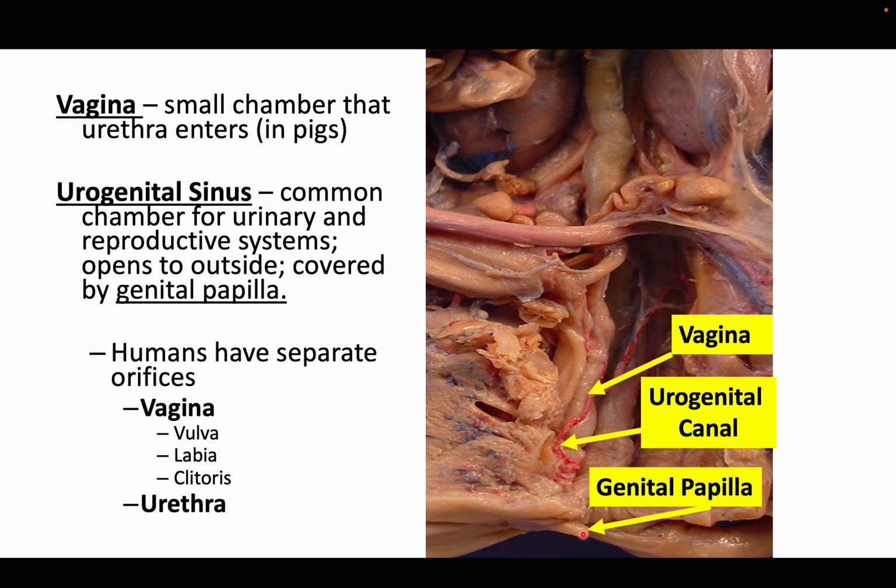So this is just one opening for the vagina and the urethra. If you take a look at the genital papilla, which is the flap that covers the opening to the vagina and the urethra, this is at the bottom of the pig. And then if you trace this in, you can see the urogenital canal, which is just the sinus, the chamber that houses both the urethra, and then you can see the vagina right here. And then moving on up, this is the uterine horn, and this is the oviduct, and this is the ovary.